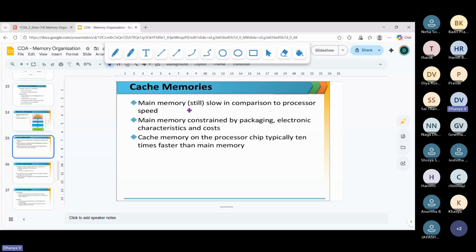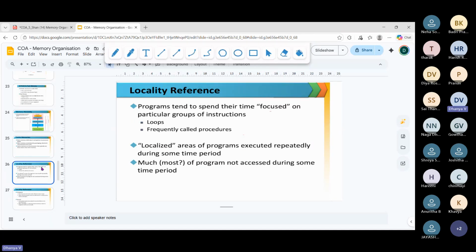Main memory is slow in comparison to your processor speed. Main memory is constrained by packaging, electronic characteristics, and cost. So main memory is very slow compared to the processor. That's why we need something called a cache, which is 10 times faster than your main memory. Now we have something called locality of reference.